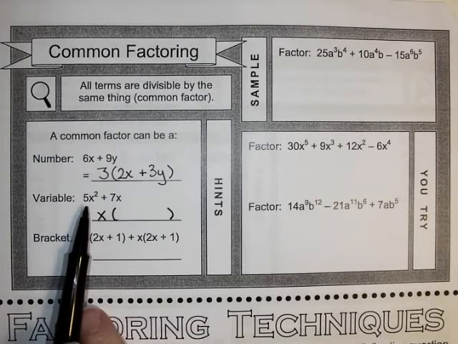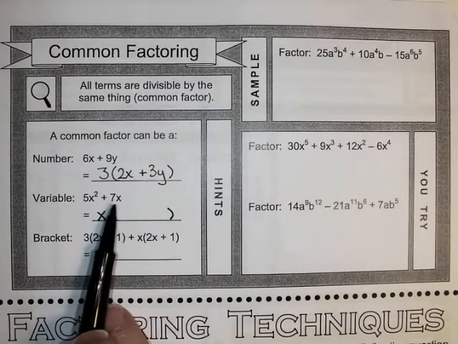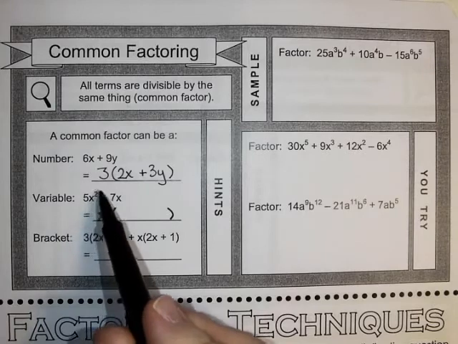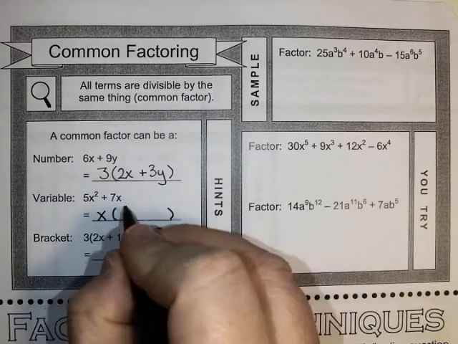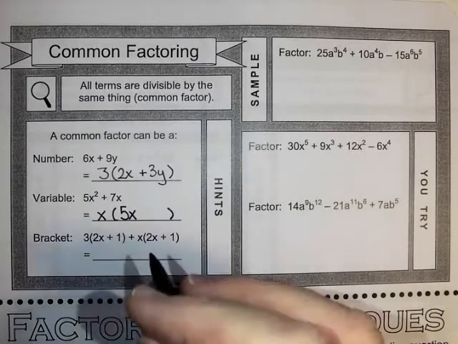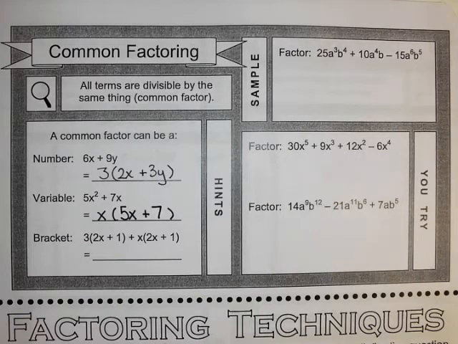Now, if both terms had exponents, I would take out the lowest exponent that I had, but in this case, it's just an x that they have in common. So I'm going to divide 5x squared by x to get 5x, and I'm going to divide 7x by x to get 7.